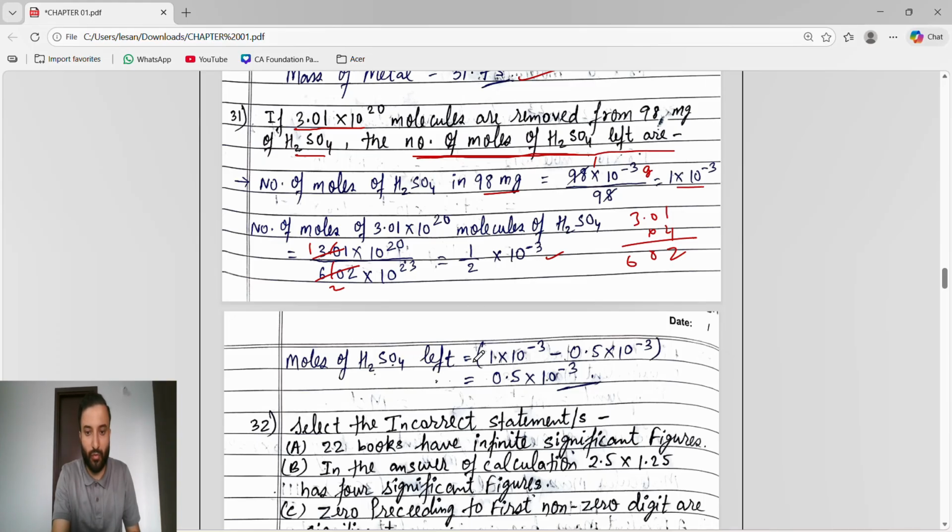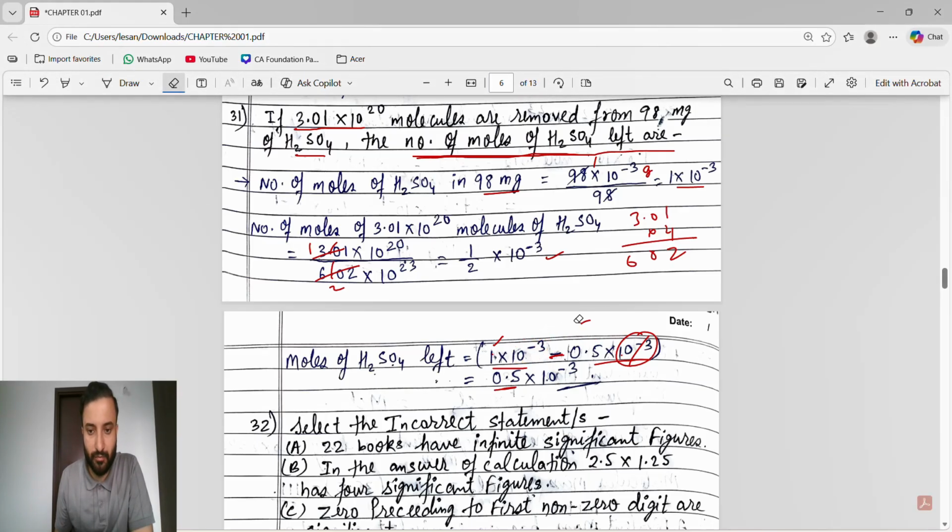So moles of H2SO4 left is total mole minus how much was removed. Removed is a molecule. So for finding the number of moles of molecules, it is given molecules divided by Avogadro number. So we will get this much. 1 by 2 is nothing but 0.5. So guys, 1 minus 0.5 is 0.5. And 10 to the power of minus 3, 10 to the power of minus 3, it will remain constant. Bhaiya, don't do this in the examination: 10 to the power of minus 3 minus 10 to the power of minus 3 means it will get cancelled. So the answer is just 1 minus 0.5, which is 0.5.